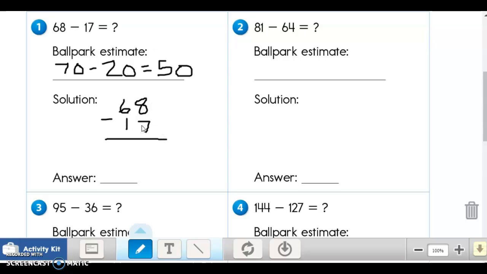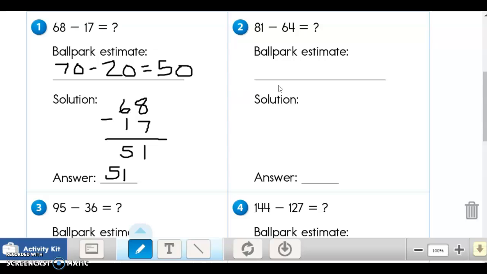So 8 minus 7, more on top, no need to stop. 6 minus 1, more on top, no need to stop. 5, so my actual answer is 51. Is 51 close to 50? Are they reasonably close? Yeah, we did a great job.